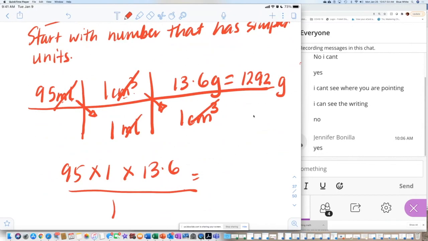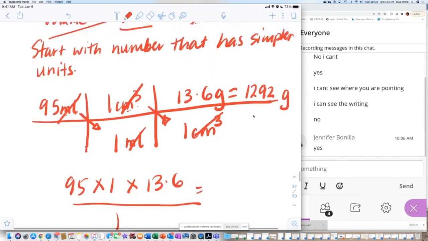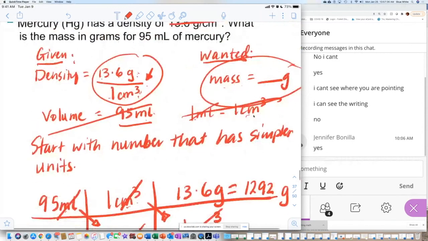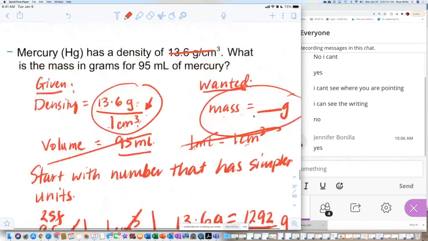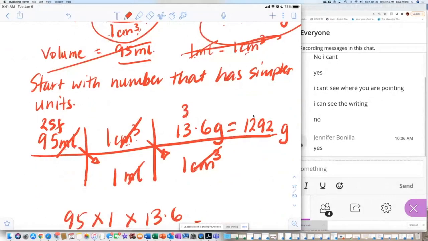We have to figure out, do we have to round it up or down? Let's go through and see. We're given two numbers, right? This is 2 sig figs. We were also given this number here. This one, 3 sig figs. So since we have two numbers, the least sig fig determines the sig figs on our answer. So answer has to be 2 sig figs.